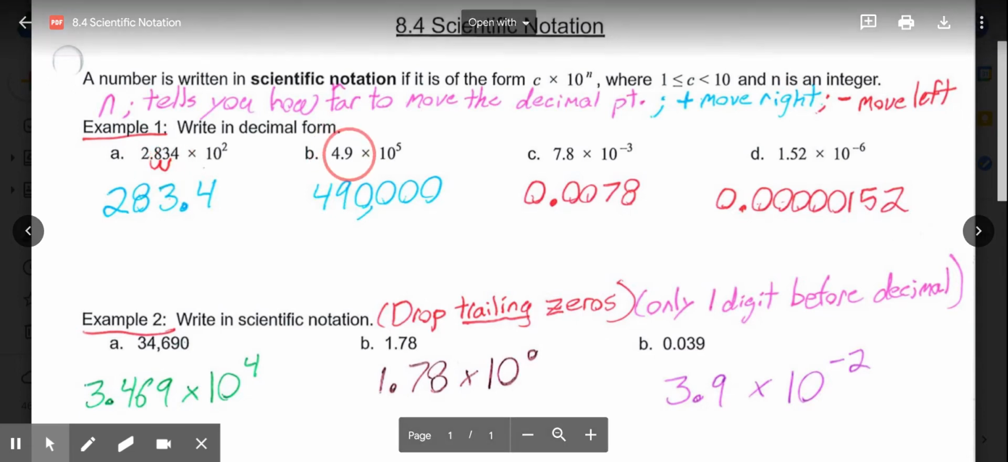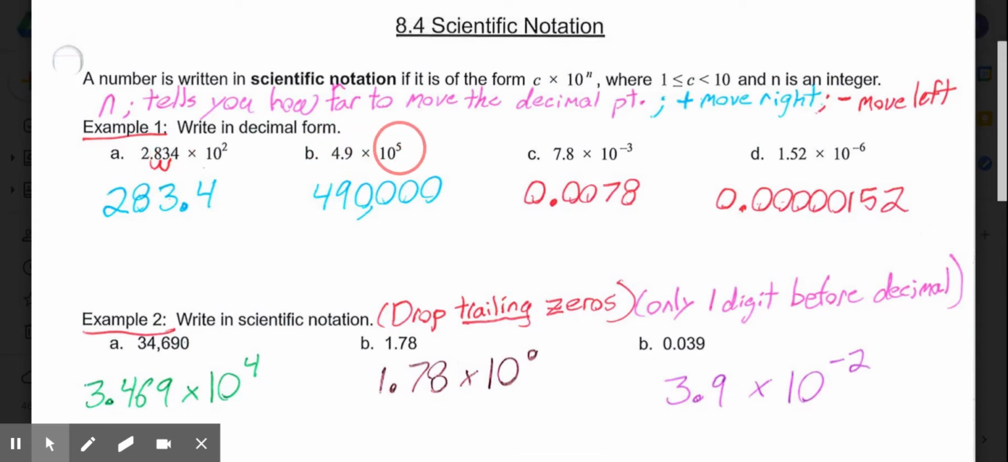With B, 4.9 times 10 to the fifth. So what we're going to do is take the decimal on 4.9 and move it 5 spots to the right. And any spot where there's not currently a number becomes a 0. So that would become 490,000.